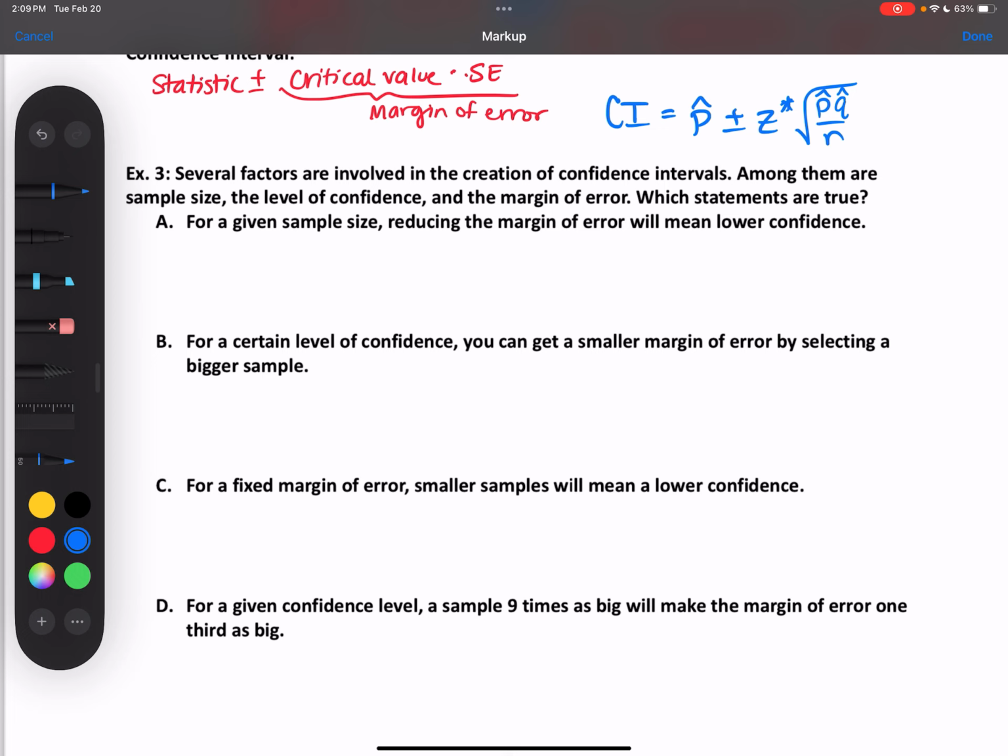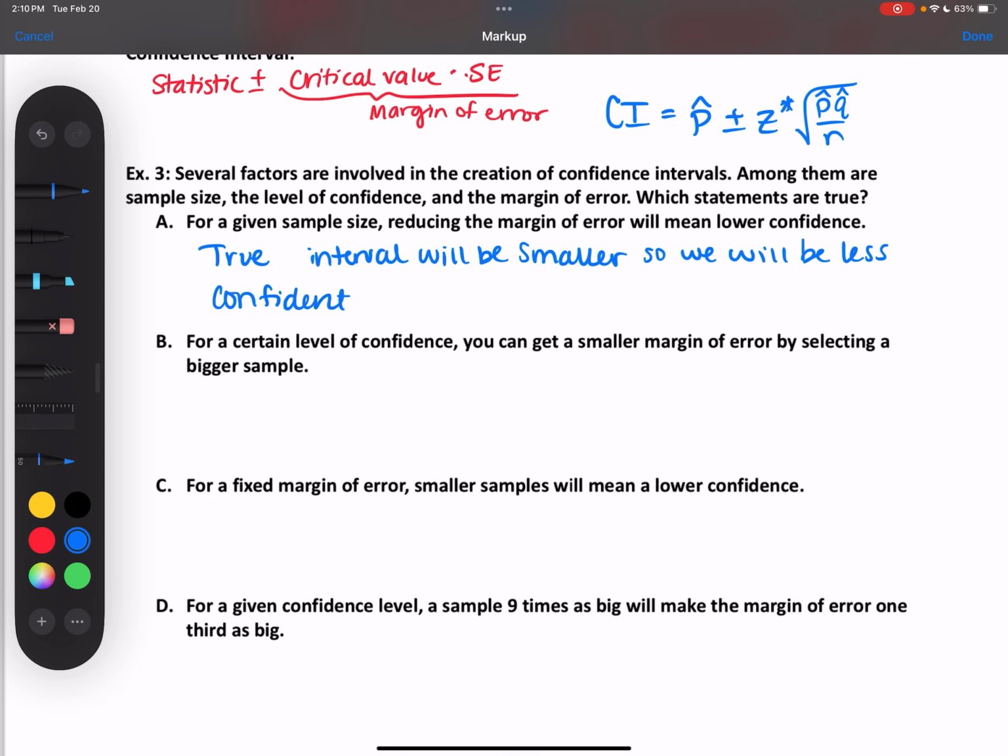Right. The bigger the confidence, the more inclined it would be to capture our proportion of what we're looking for. So this is going to be true. The interval will be smaller, so we will be less confident that we capture the true proportion.